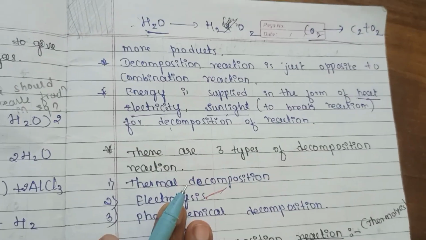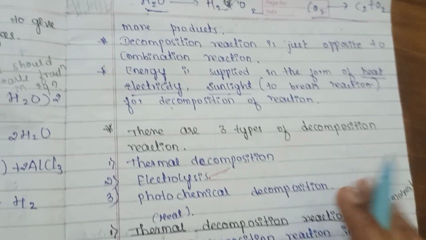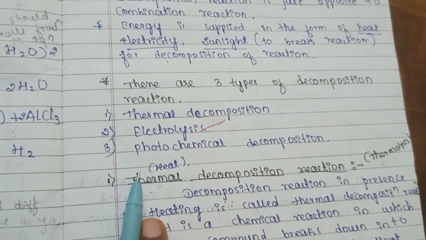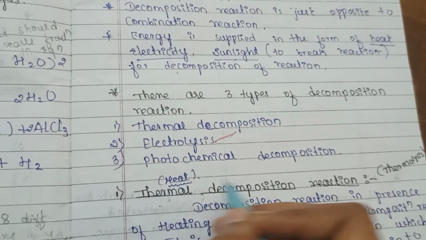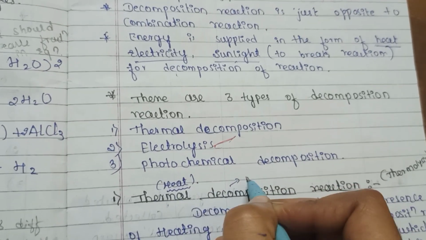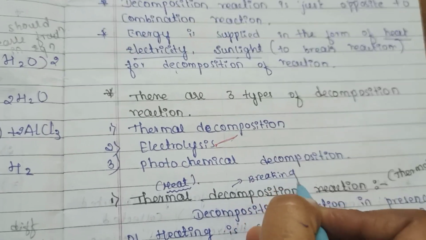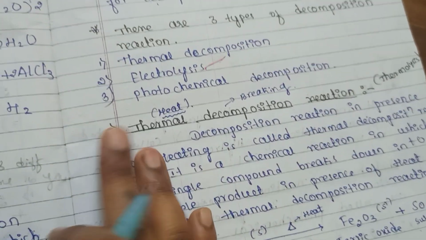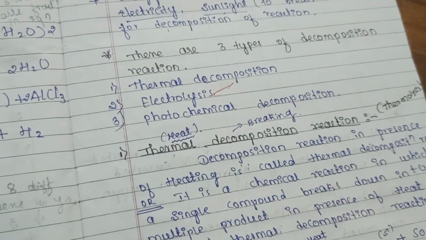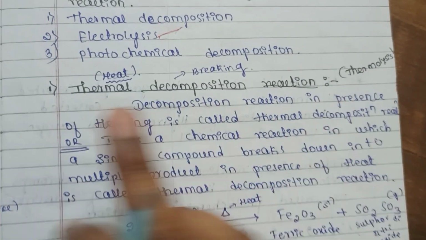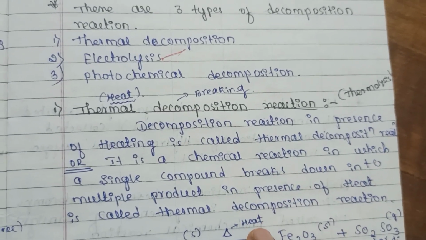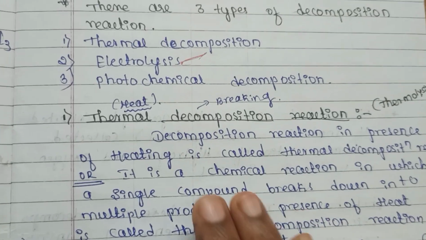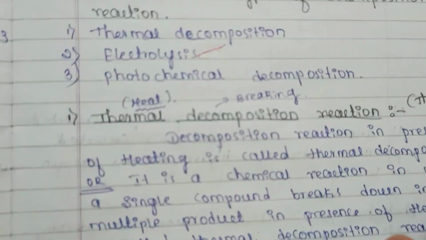Next, there are 3 types of decomposition reaction: thermal decomposition, electrolysis, photochemical decomposition. Thermal itself says it is heat. Decomposition means breaking, and thermal means heat. So by giving heat, it breaks the reaction. That reaction is called a thermal decomposition reaction. So how do we write it? A decomposition reaction in the presence of heat is called a thermal decomposition reaction.